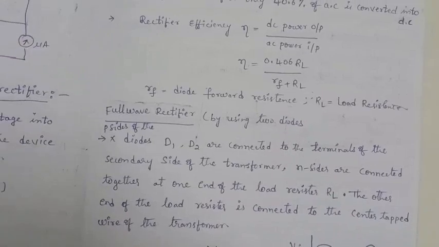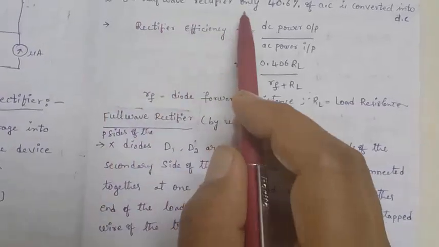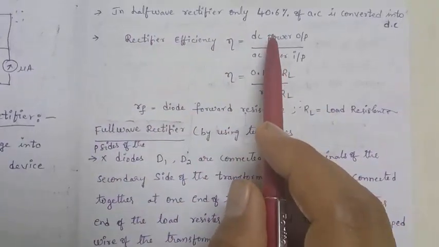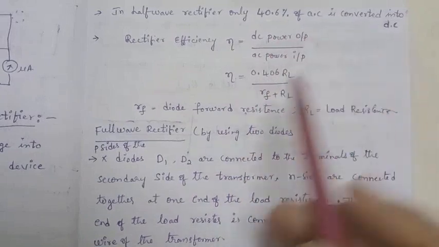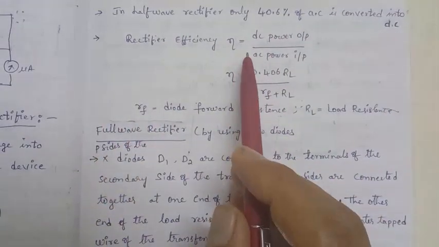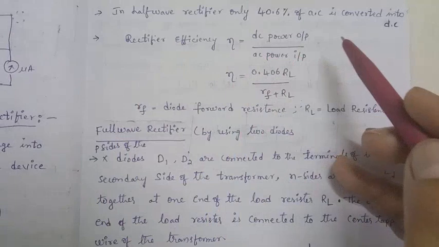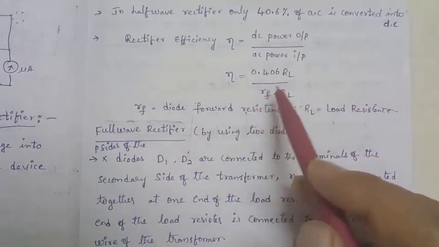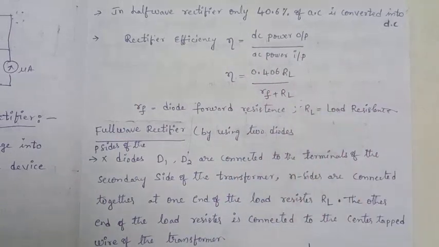So in the half wave rectifier, only how much percentage of AC is converted into DC? 40.6%. What is the rectification efficiency? It is a formula you have to remember, and we get the value from it.